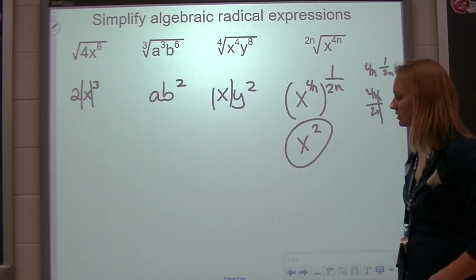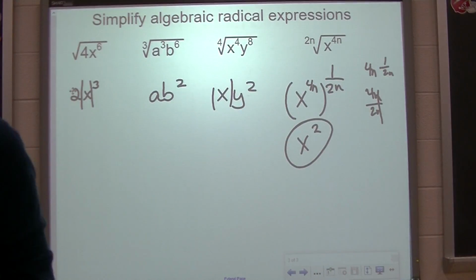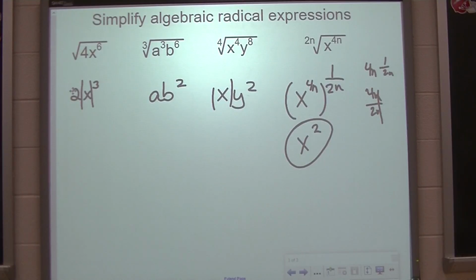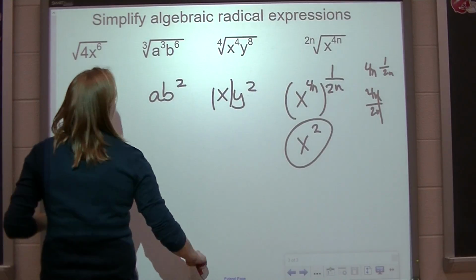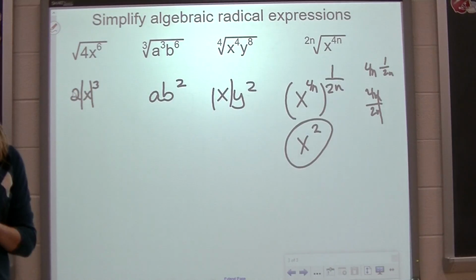That's how that simplifies. So really, it might help converting it to rational exponents, so converting your radicals to fractions. So this would be to the 1/3, this would be to the 1/4, and then simplifying it that way.